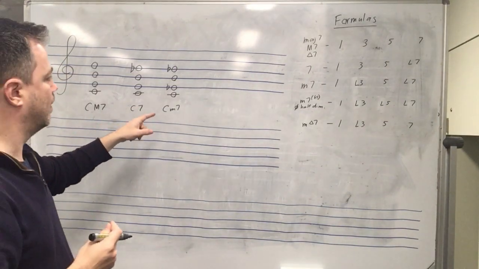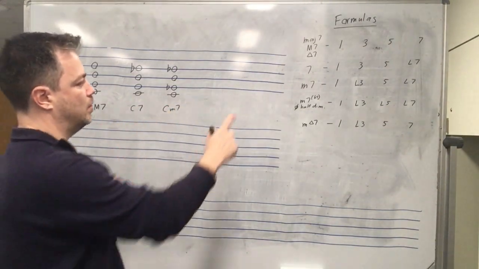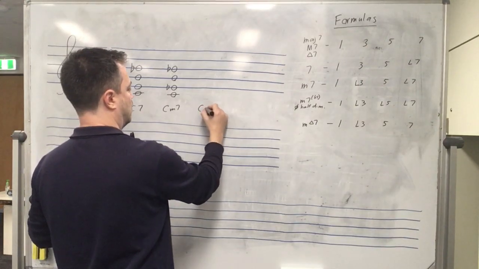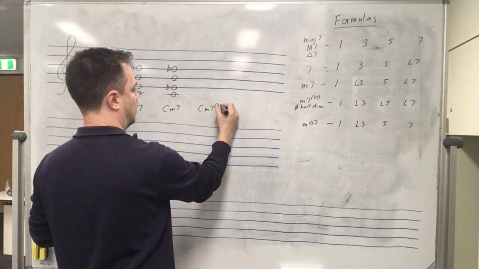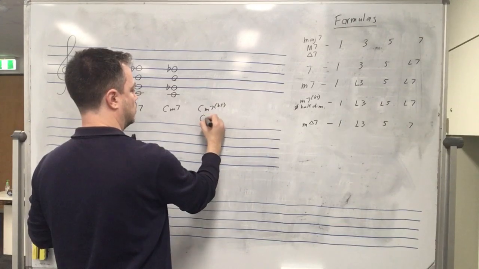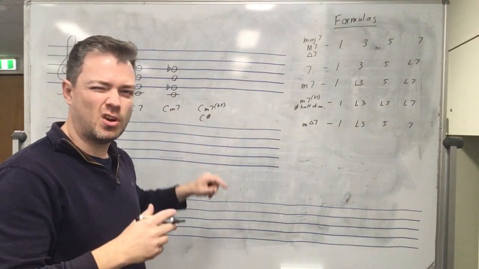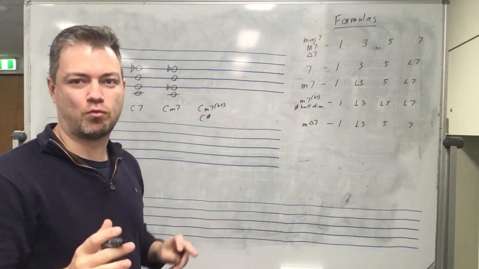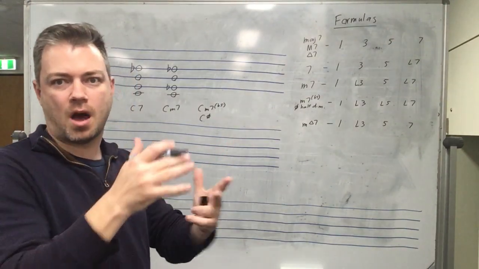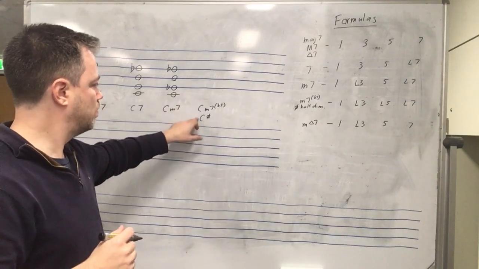Cool, let's keep moving. What do we have? I'm going to use the minor 7 flat 5. But that could also be called C half diminished. So you can see I've used that. I don't think I've ever seen it written out in words, in letters, C half diminished. It's either one of those two.